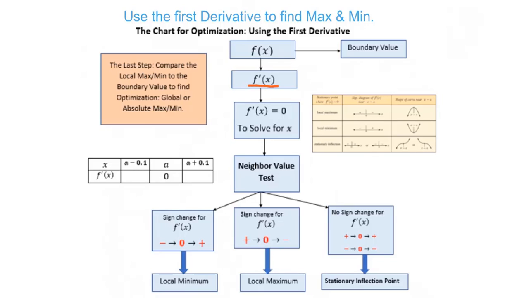First of all, you will figure out the first derivative. Then you set the first derivative equal to 0 to solve for x. Then you use a neighbor value test to decide if it is a local maximum, minimum, or stationary inflection point. If you're looking for the absolute maximum or minimum value, you have to compare the local maximum or minimum to the boundary value.